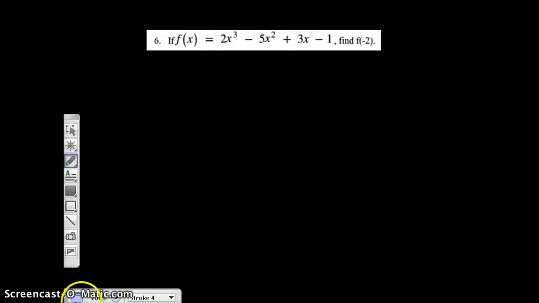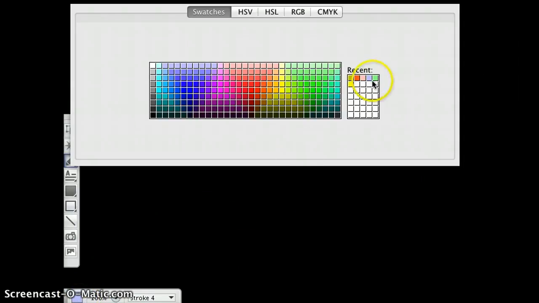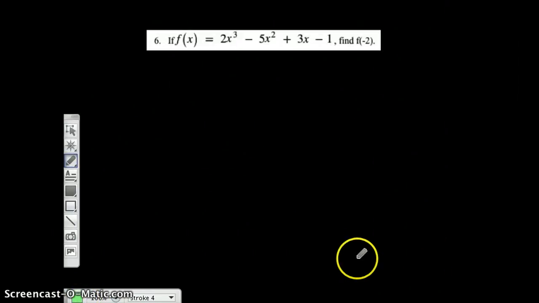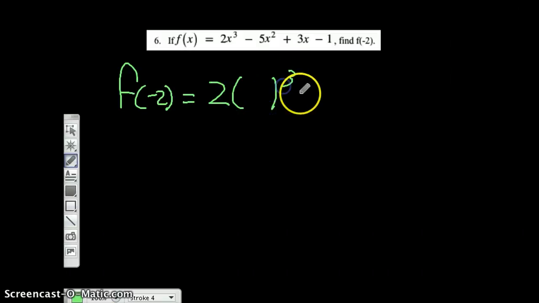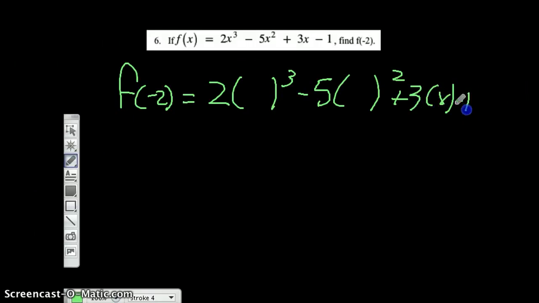All right, question 6. In this particular question, we're being asked to find f of negative 2. So f of negative 2. Remember, we have 2 times something cubed minus 5 times something squared plus 3 times something minus 1, right? And what is that number inside? That's negative 2. I should have put a negative 2 in here, or left it blank.